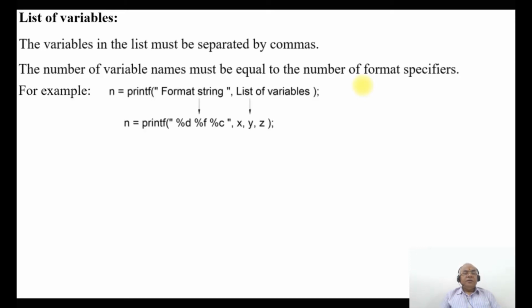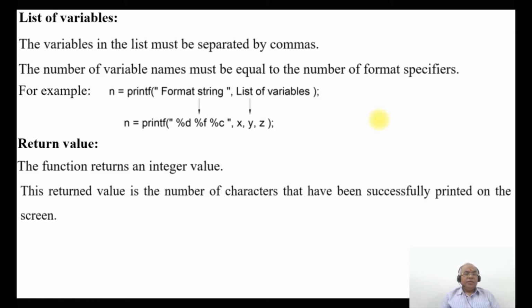For example, n is equal to printf, within the quotes the format string, and then a comma and the list of variables. You can see here the format strings are %d, %f and %c and the variables are x, y, z. Then what are the return values? The function returns an integer value. This return value is the number of characters that have been successfully printed on the screen.